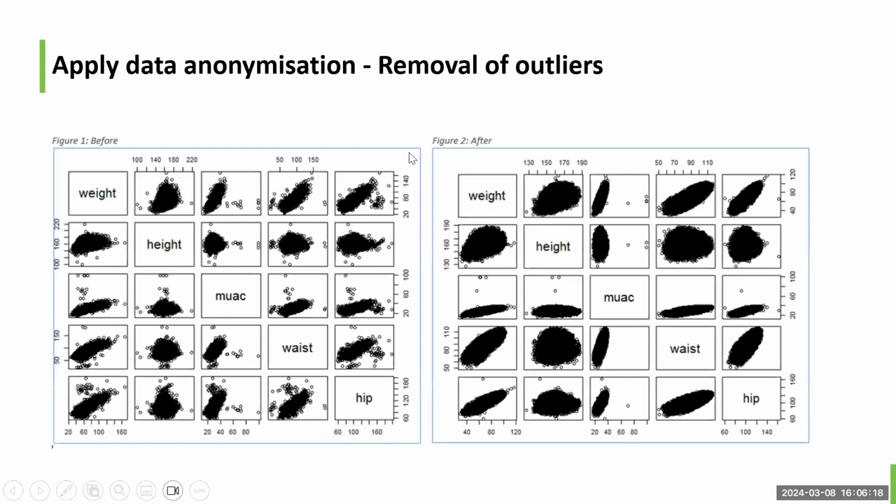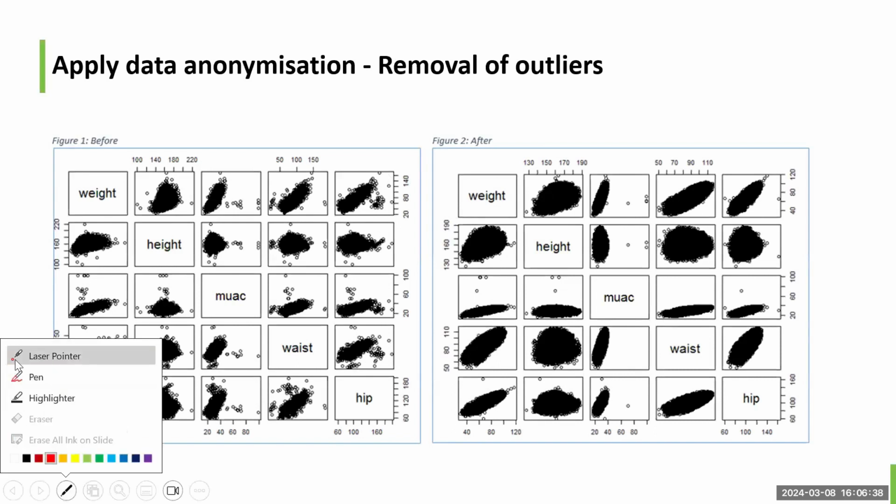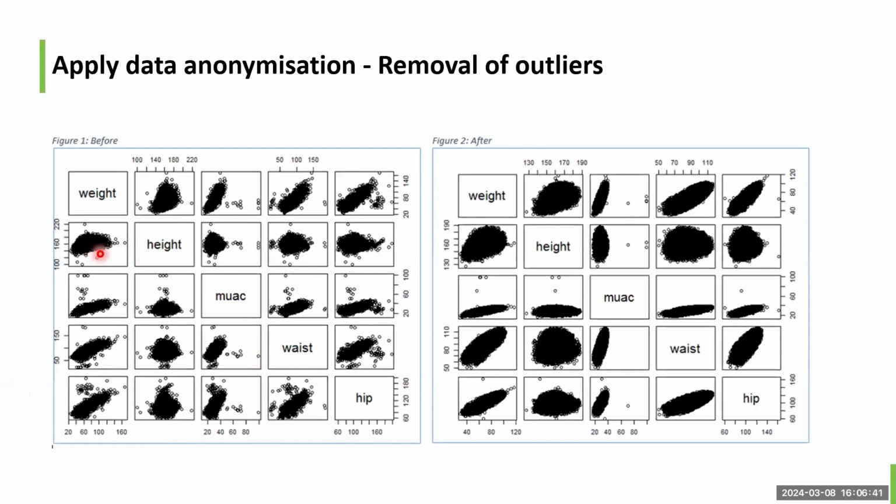So this is just to explain the removal of outliers, or that Winsorization I was talking about. To the left, you are seeing a combination of each of the variables in the diagonal. I think I need to use the laser pointer now. So here, for example, we have a scatter plot of weight against height. This would be a scatter plot of MOAC versus weight. This here is a scatter plot of height versus MOAC, and so on and so forth.